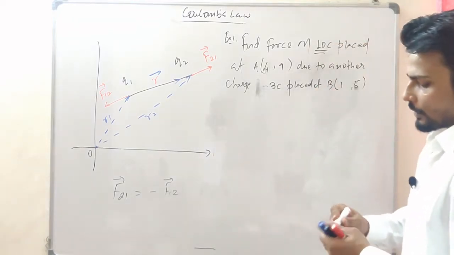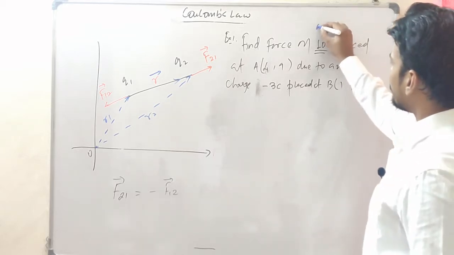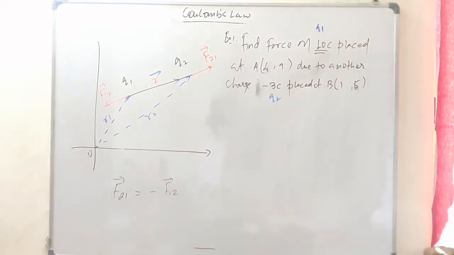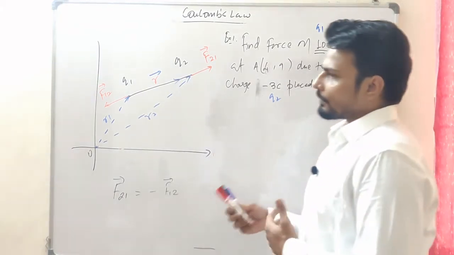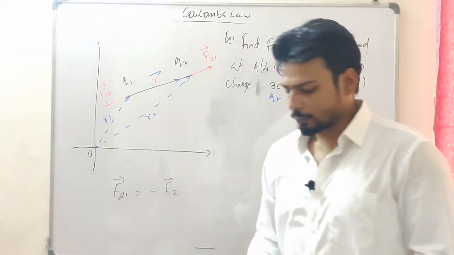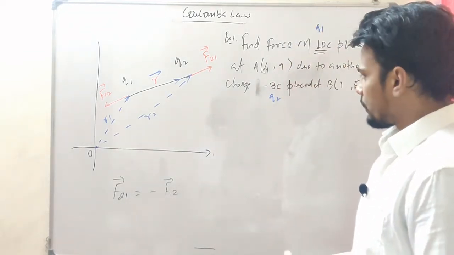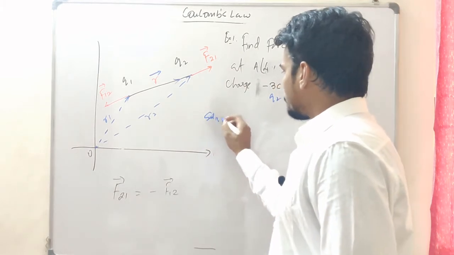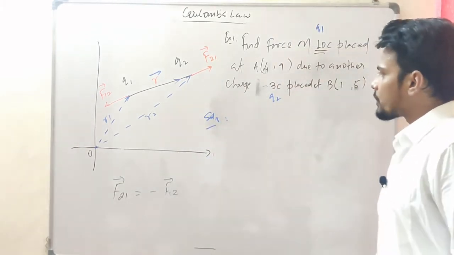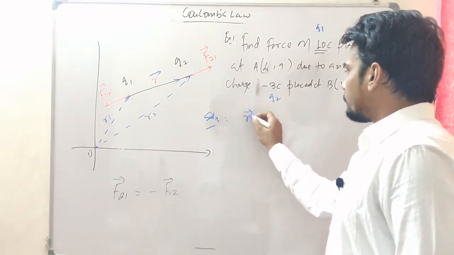Let's assume that is my charge q1 and this is my charge q2. So it's given in the vector form. The moment we get into this kind of question, when we have the coordinates given, it's the right time to use the vector form of Coulomb's law. Let's see how we can solve it. First of all, for this particular question, let us find this vector r.